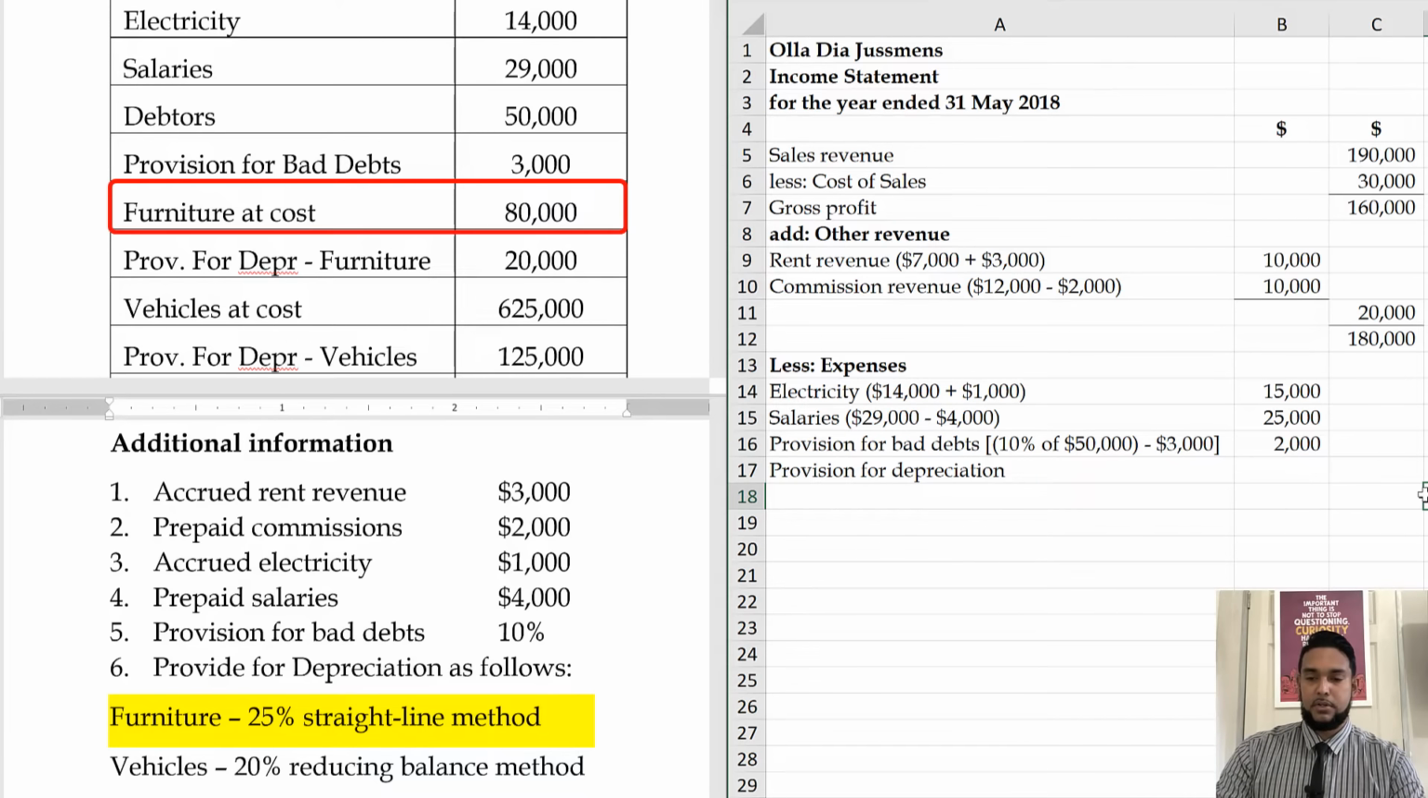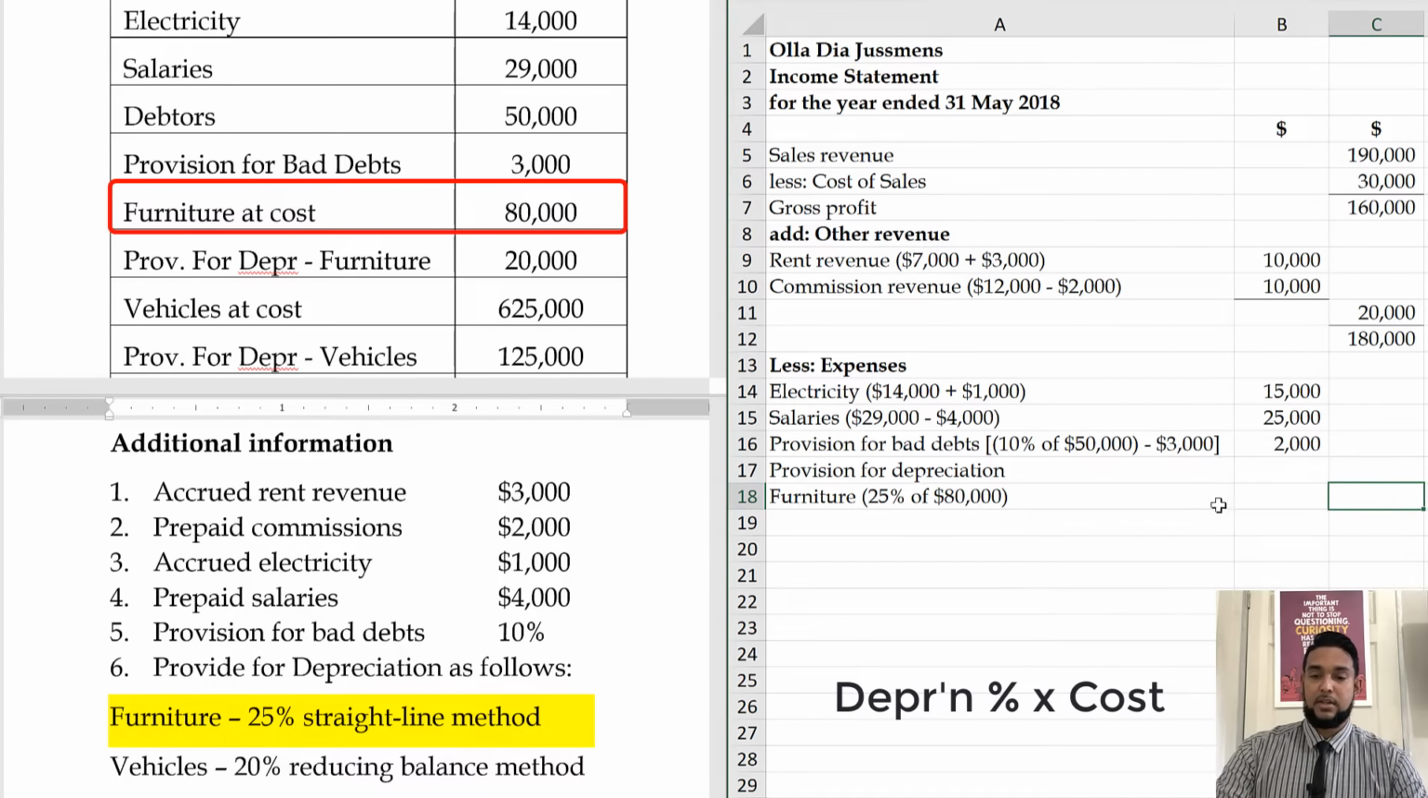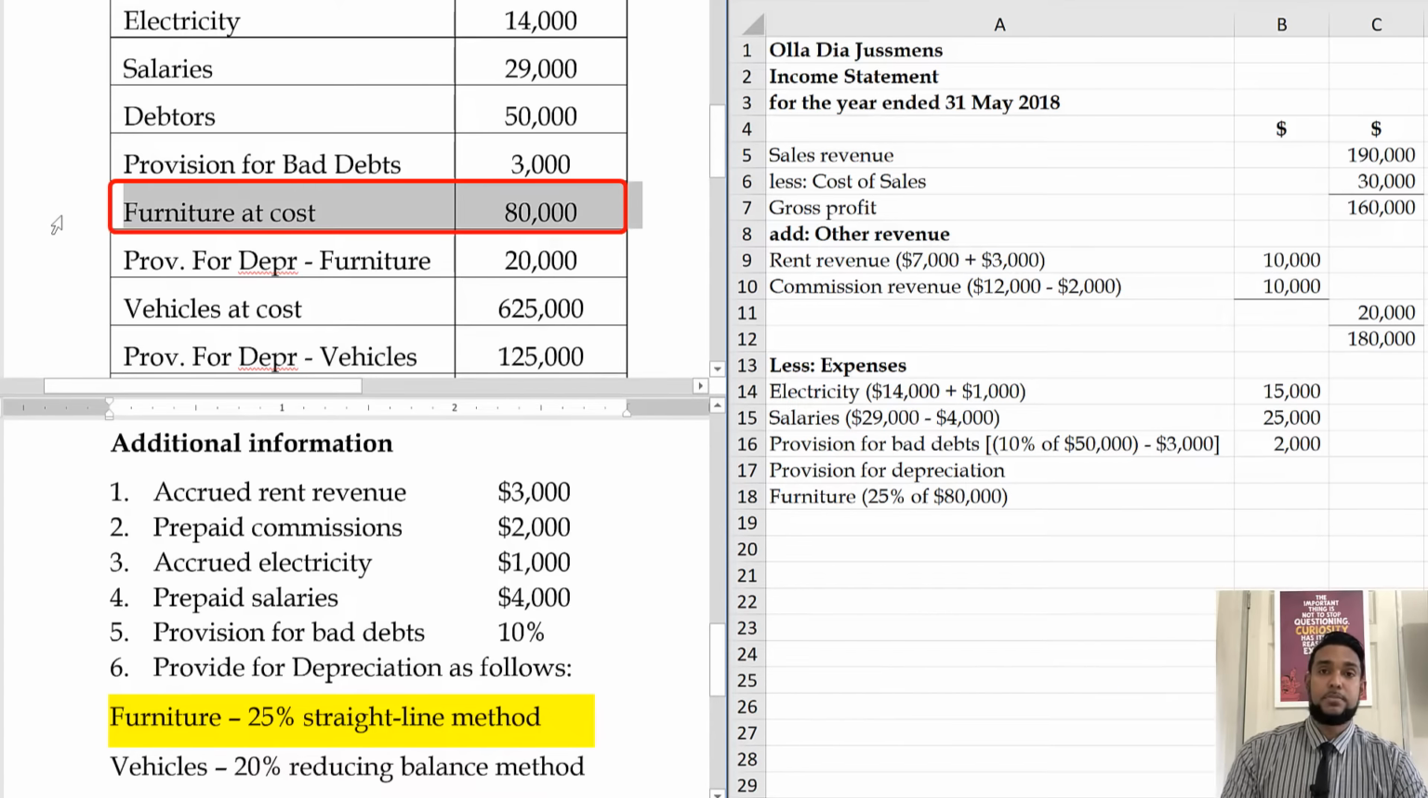Now, furniture is a non-current asset, and straight line method, what's the formula? We have to take the percentage and multiply it by the cost of the asset. So that'll look like this, 25% of 80,000. Now please be careful. Always make sure you're multiplying by the cost and not the depreciation figure.